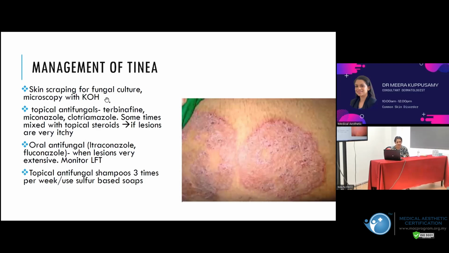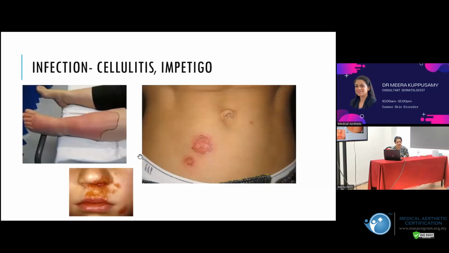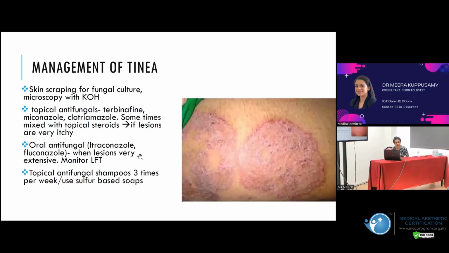So the management of tinea infections, which is tinea corporis, tinea cruris, anything of those: you scrape it for fungal culture, and then you start topicals. Generally, if it's very severe, I start topicals plus oral straight away. Topicals, we use terbinafine gel, miconazole cream, clotrimazole cream. Most of the time, these antifungals are mixed with topical steroids because tinea is very itchy, so you need some steroids to reduce the itch. Then for oral antifungal, we use itraconazole or Sporanox, and then fluconazole.